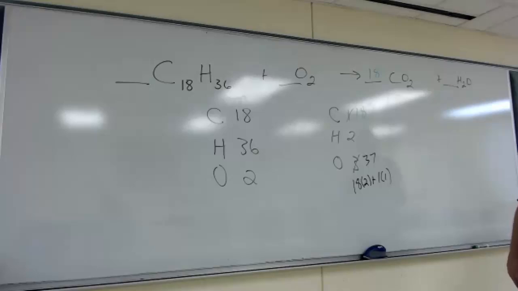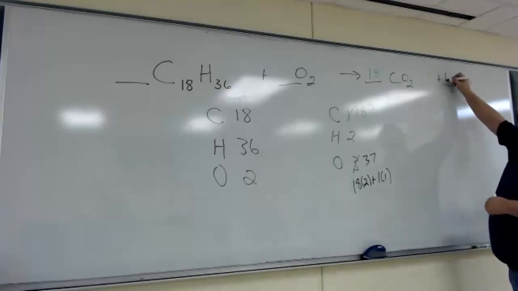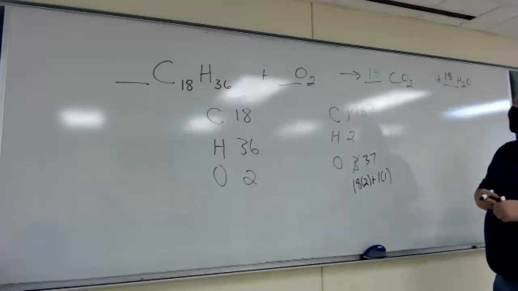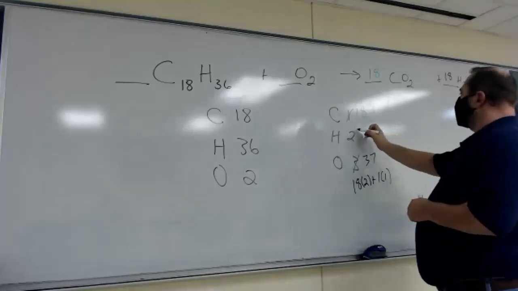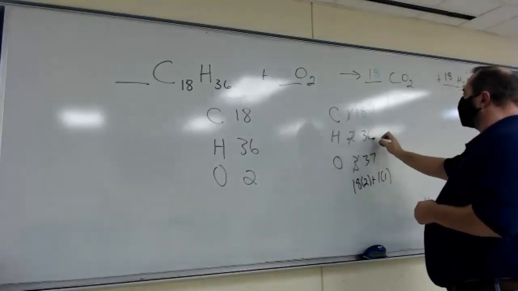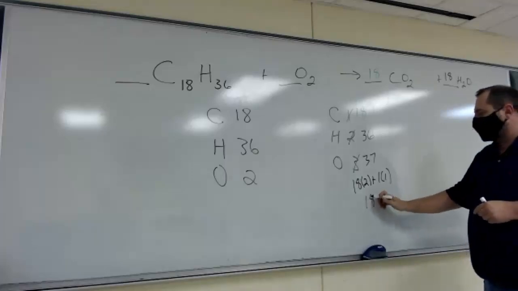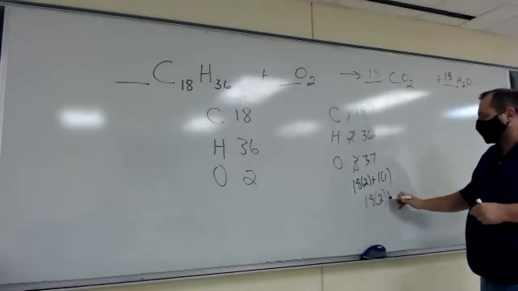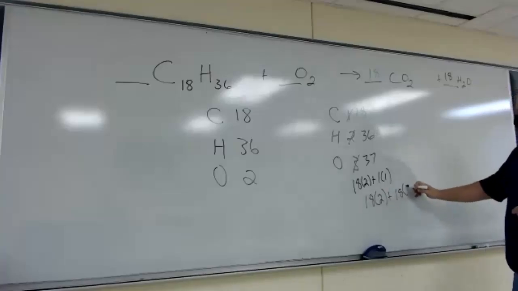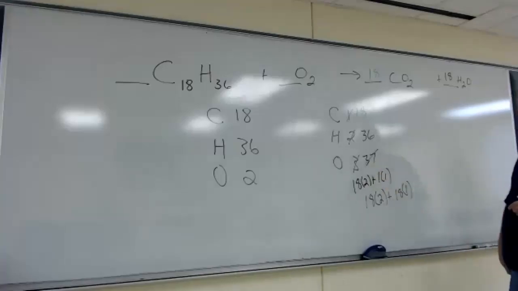So let's jump on the hydrogens. How do we want to fix that? Another 18. All right, because 18 times 2 would be 36. And now my oxygen changes to, let's see, 3 times 18, 54.